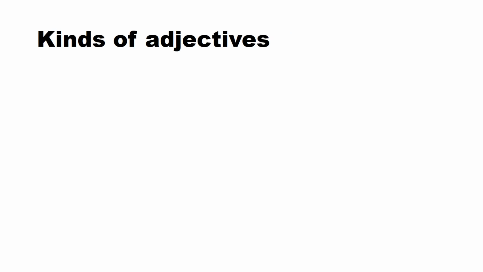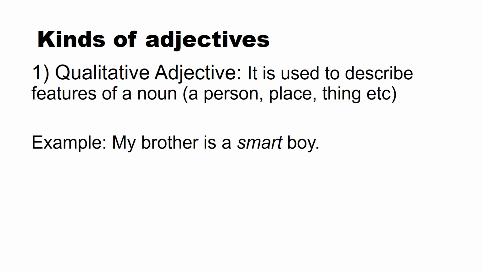Now, let's know more about different types of adjectives. Qualitative adjective. This adjective is used to describe features of a noun. Example, my brother is a smart boy. So, what is the quality of a boy here? How do you feature him? Smart.